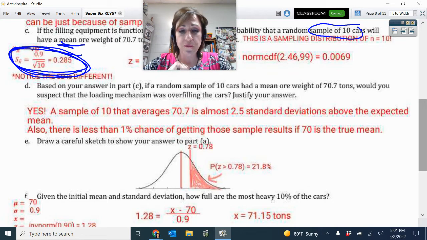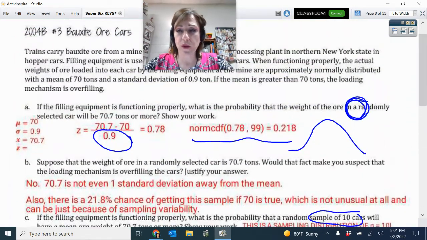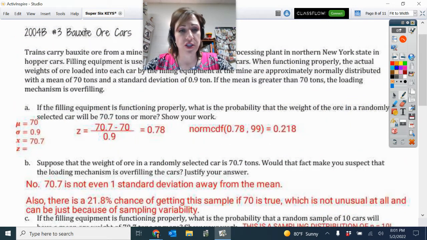In fact, I think I have a picture of it down here in part E. You can see the sketch of part A. I might should have labeled that a little better, of course, with our mean of 70 and so on. And so that was our 21.8% chance. So that's not very unusual at all.